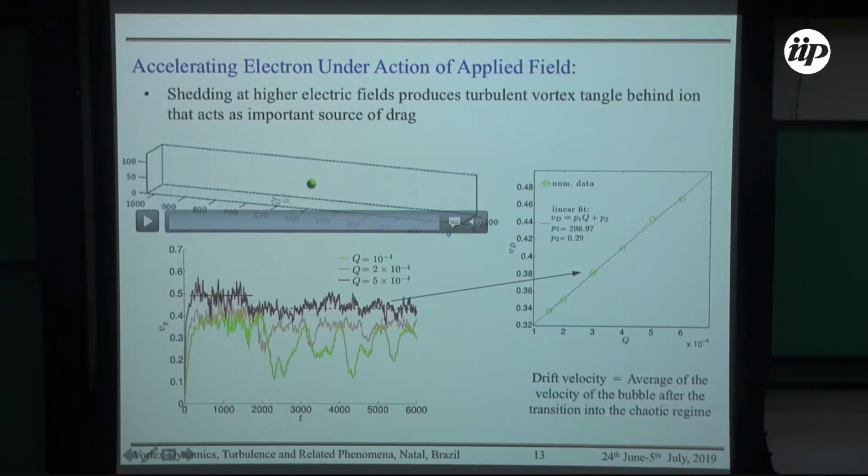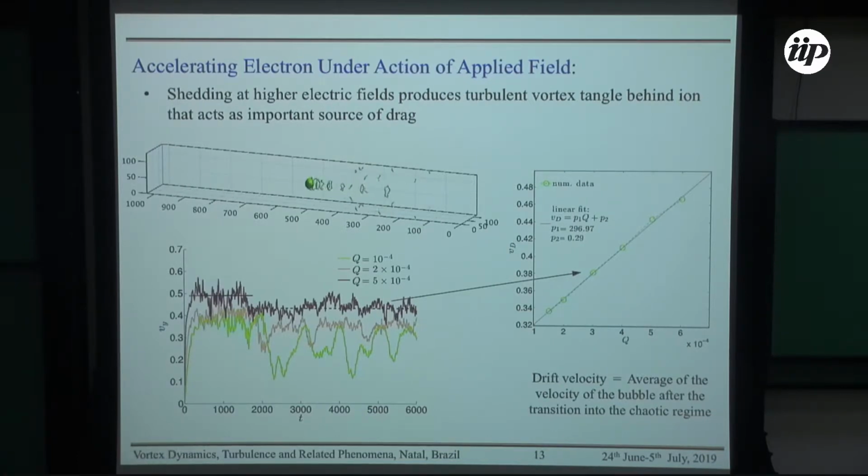For higher electric fields, the situation is even more complicated. You get a turbulent tangle behind the ion. And as before, the symmetry is broken rather quickly, and then you begin to see this wandering around of the ion. And as before, you get this chaotic behavior, from which you can extract the limiting velocity of the ion after a sufficiently long period. Now, what you're seeing here is because our channel has periodic boundaries all around the side, so as it drifts out of one side of the channel, it comes back in the other side. That's why the simulations look a bit funny.